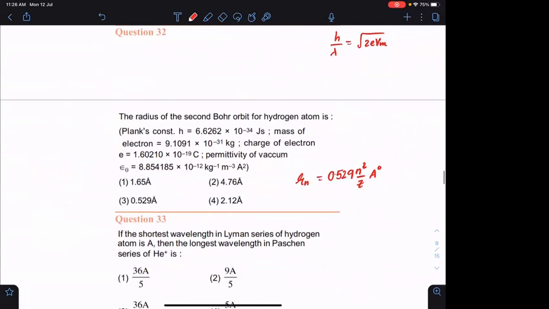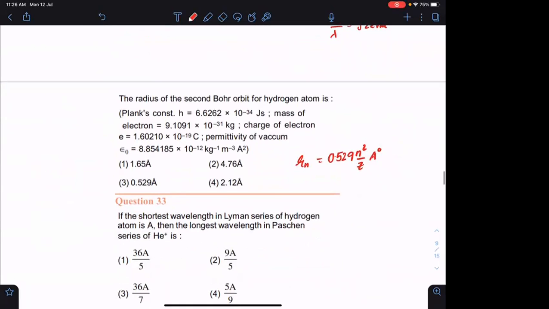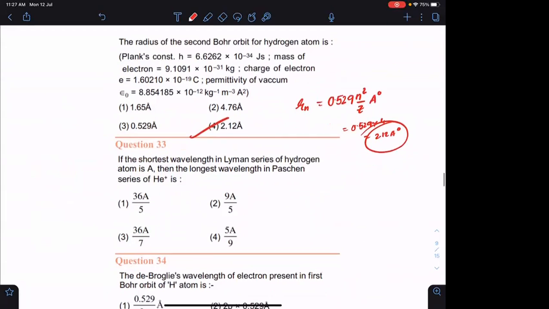Question number 32. 0.529 into n square upon Z. n is 2, square, 4 ho gaya, which is equal to 2.12 angstroms. Agreed? Yes. Okay, everyone, please put your video on.